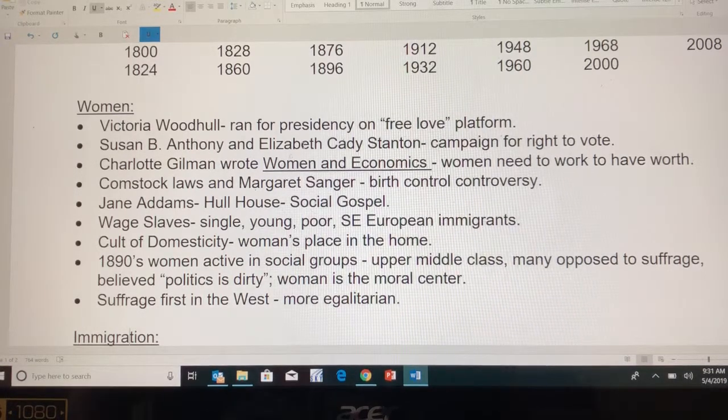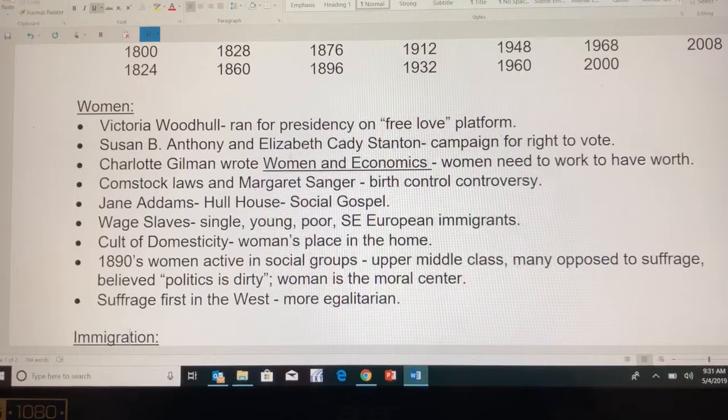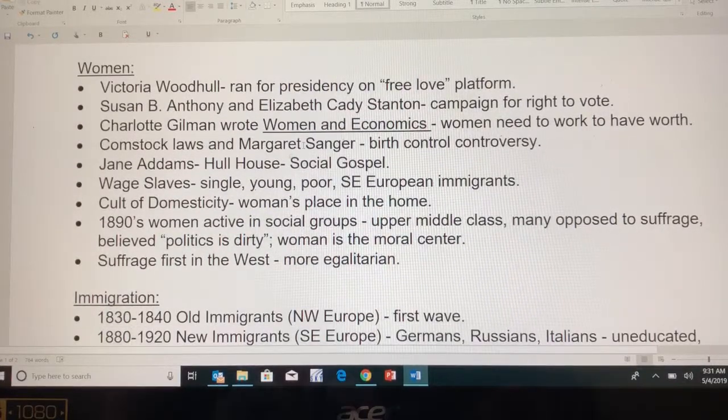We're going to see Victoria Woodhull will actually run for the presidency. Again, even though she doesn't have the right to vote, the irony, she will try to run. Charlotte Perkins Gilman is going to write Women and Economics, that women can work.